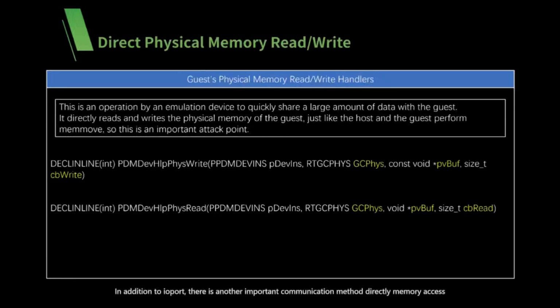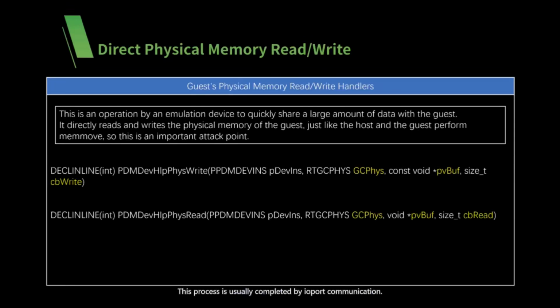In addition to I/O port, there is another important communication method, direct memory access. In this way, the host and the guest communicate by directly reading and writing the physical memory of the guest. This is a very efficient communication mode, but it needs the host and the guest to negotiate the physical address. This process is usually completed by I/O port communication.